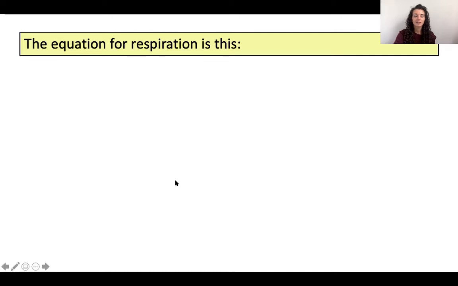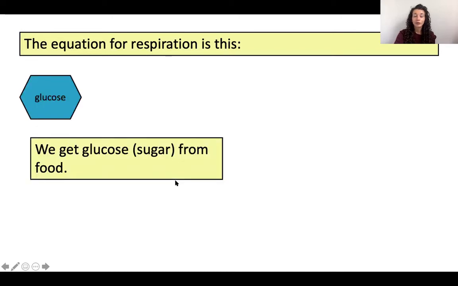Okay, so answers to those questions then. So the glucose. We get our glucose from sugar, so from food, and some foods we break down into these sugars. So for example, carbohydrates, we digest those, break them down into sugars, use that sugar, use that glucose for respiration. So we get that from our food and we absorb it in the small intestine.